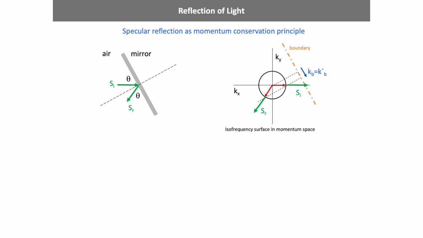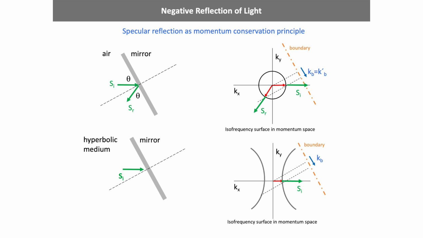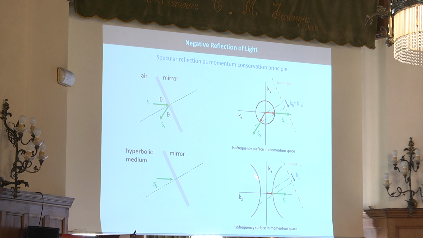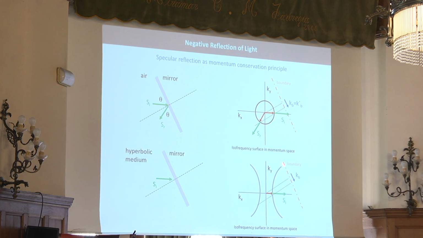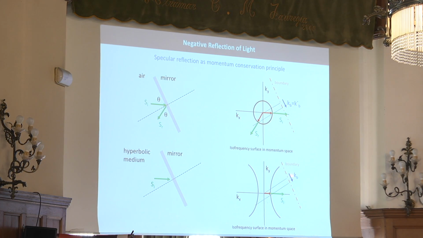Okay, super simple. What happens if I have now this crazy hyperbolic medium? Let's take the easiest incoming beam, which has Poynting vector here, and K is collinear. But now, instead of having a circle, I have a hyperbola, the isofrequency curve. So now I have here the projection to the boundary of this K. This is the same projection here.